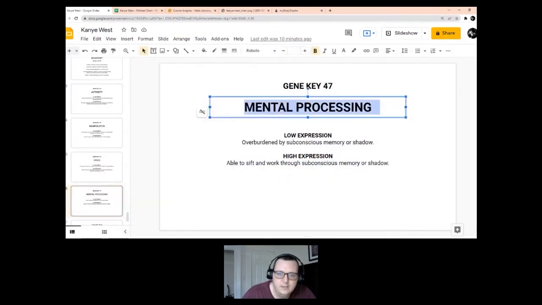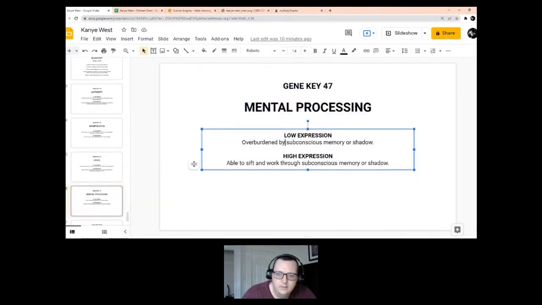Gene key 47 is mental processing. This is connected to the subconscious. So he might be really feeling his subconscious memories. I was reading about this, and it was saying something deep about connection to our storehouse of energy from the past and memories, which is affecting all of us. So apparently there's what they call junk DNA, but that is actually all the stuff from our past that we're experiencing in our subconscious, essentially.